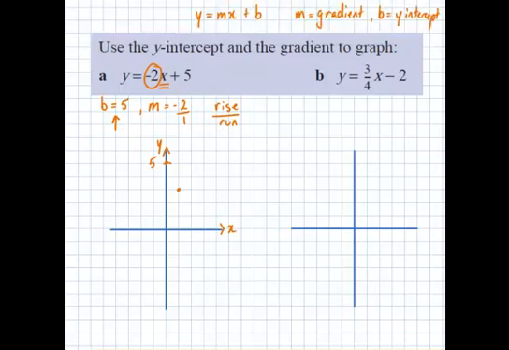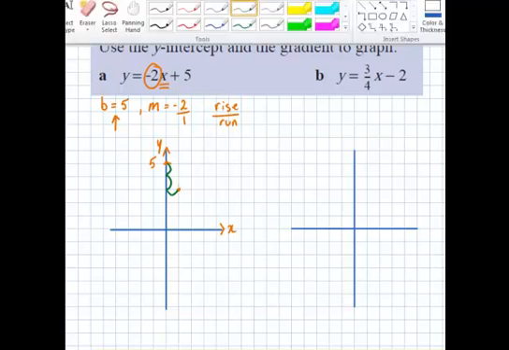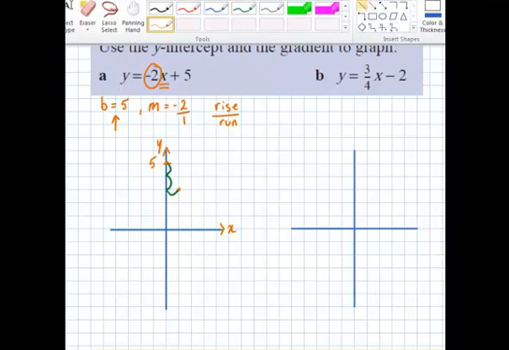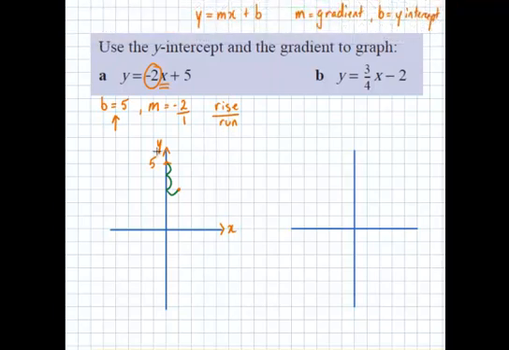Okay, so remember I started at the y-intercept. My rise was negative 2, so I went down 2. My run was 1, so I go across to the right 1. And that's where I place my point. So to draw my line, it must go through those 2 points that I've just drawn up. And I want to draw a line. So we're going to go like this.